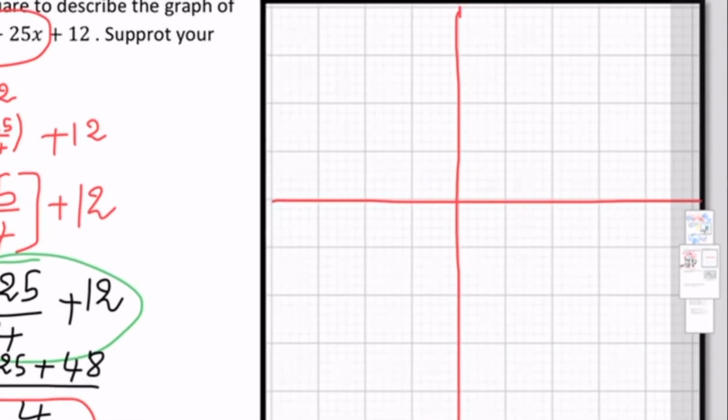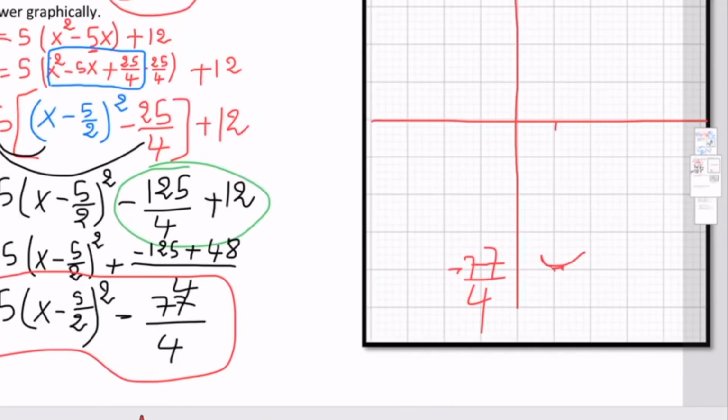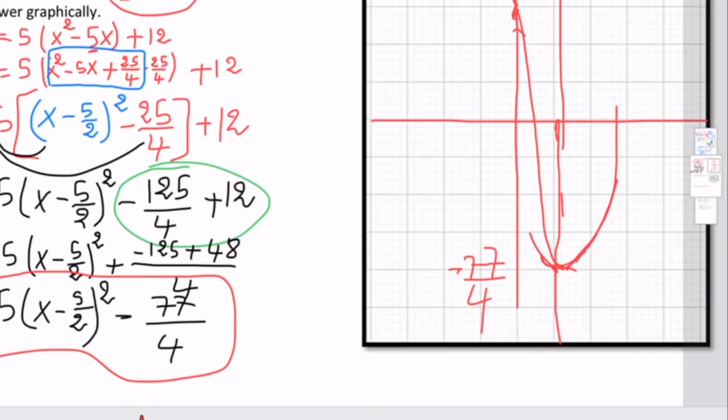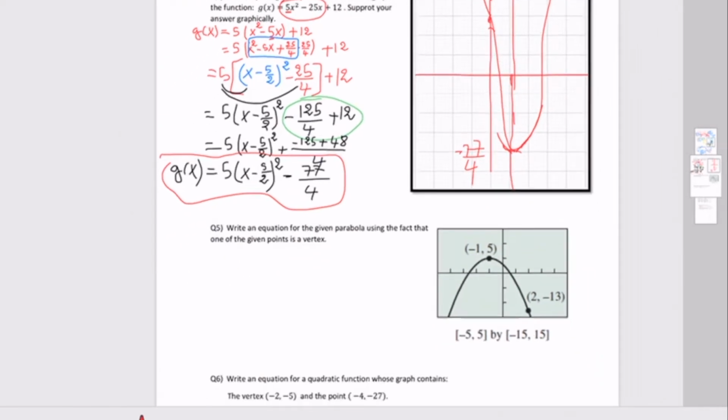So let's say this is 5 over 2. This is my 77 over 4. So this is my vertex. This is my axis. F of 0 equals 12 somewhere here. So that's your graph.